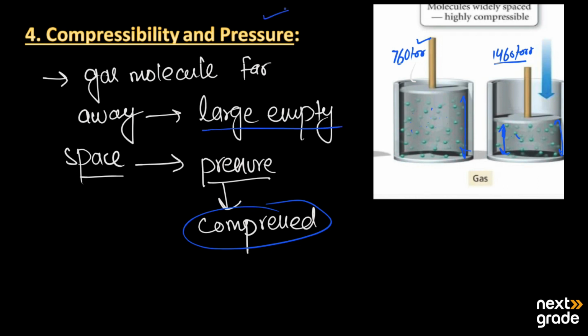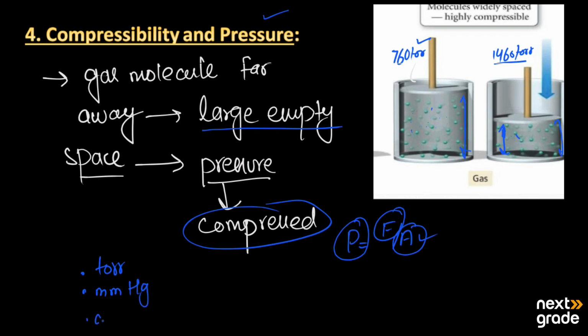Next, we have the pressure. Gases can apply pressure, and the formula for pressure is force per unit area. How much force is going to be applied on the unit area? This is known as the pressure, and the units for pressure are torr, millimeter of mercury, atm, and pascal. This atm is the atmospheric pressure, and last one we have pascal. So these are the units for the pressure.